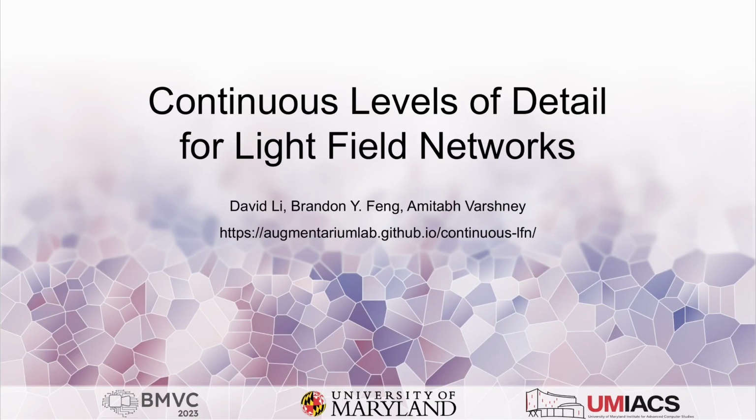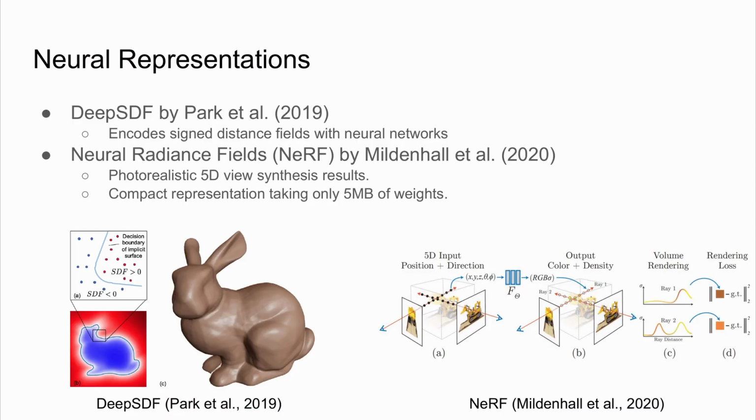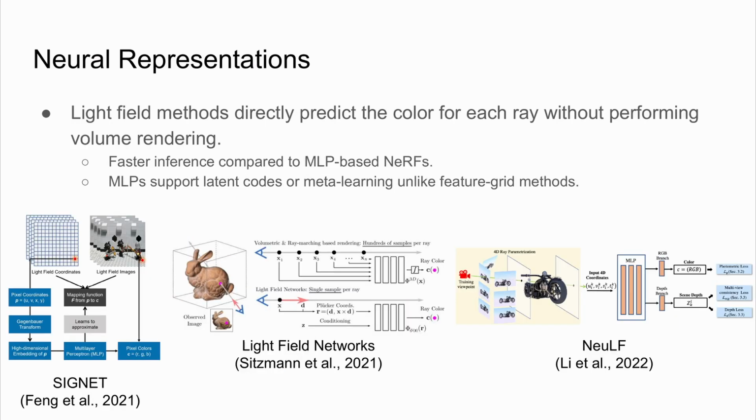We present continuous levels of detail for light field networks. Over the past few years, neural representations have emerged as a powerful tool for encoding data such as images, 3D shapes, and 3D scenes. Light field methods are neural representations for 3D scenes which directly output the color for each ray instead of performing volume rendering, enabling real-time rendering.